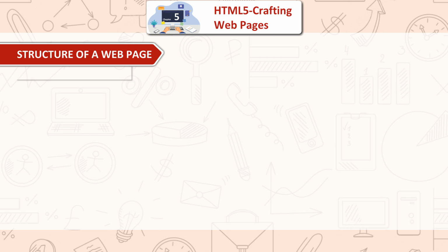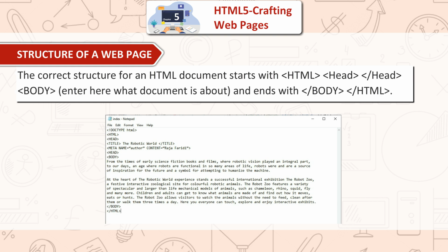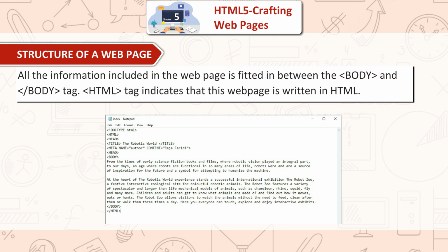Structure of a web page. HTML tags define the basic structure of a page. Some basic HTML tags are html, head, title and body, which are added to every web page. The correct structure for an HTML document starts with html, head, /head, body. Enter here what the document is about and end with /body, /html. All the information included in the web page is fitted in between the body and /body tags.